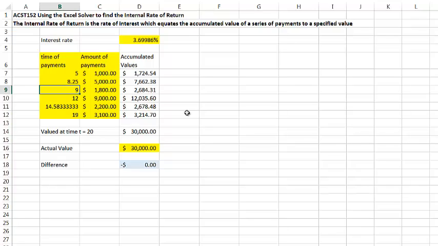Okay, I hope that helps you understand how to use the solver a bit better, and of course let me know if there are any questions. This is the end of the recording.